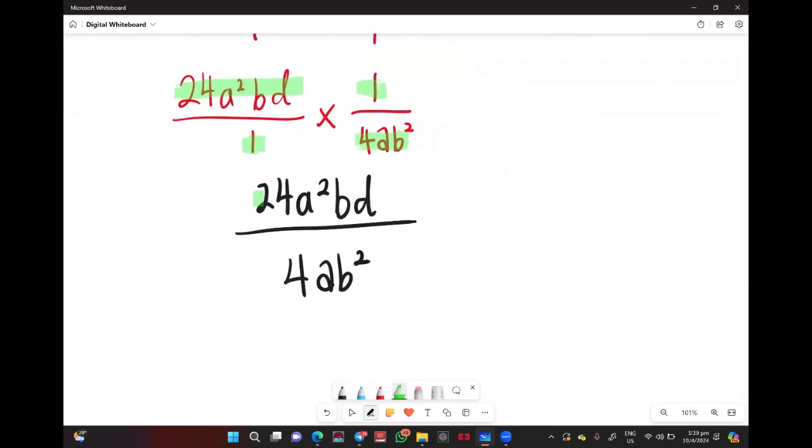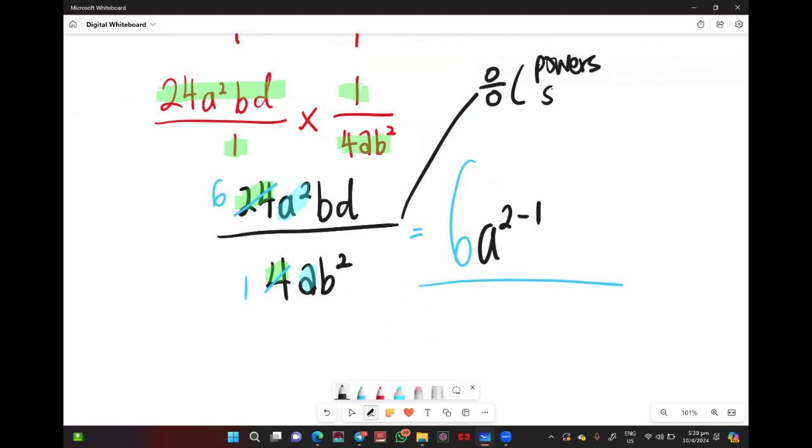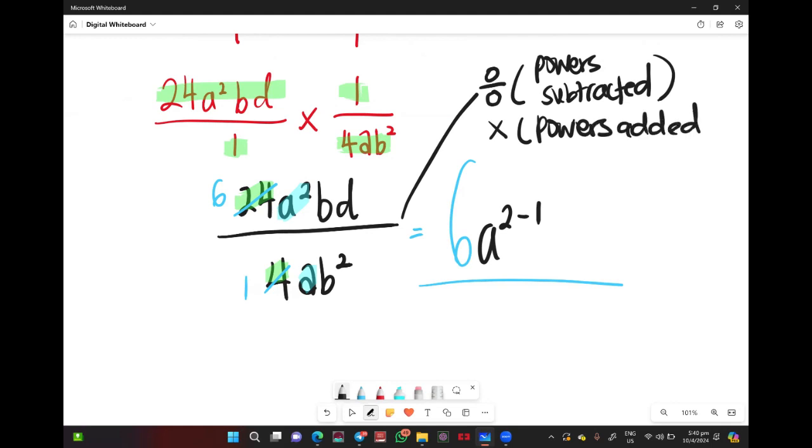Well, but you can see 24 divided by 4, both can be divided by, right? This becomes 1, this becomes 6. Agree so far? So we'll have 6 over here. True? Okay? All right. Now, a squared. Next thing that I'm going to look at is basically a squared and a. What does that mean to you? It means a, 2 minus 1. Minus because of the division sign. All right? When we have a division sign, powers subtracted. Am I making sense so far? When we have a division sign, powers subtracted. When we have a multiplication sign, powers added. Am I making sense here?